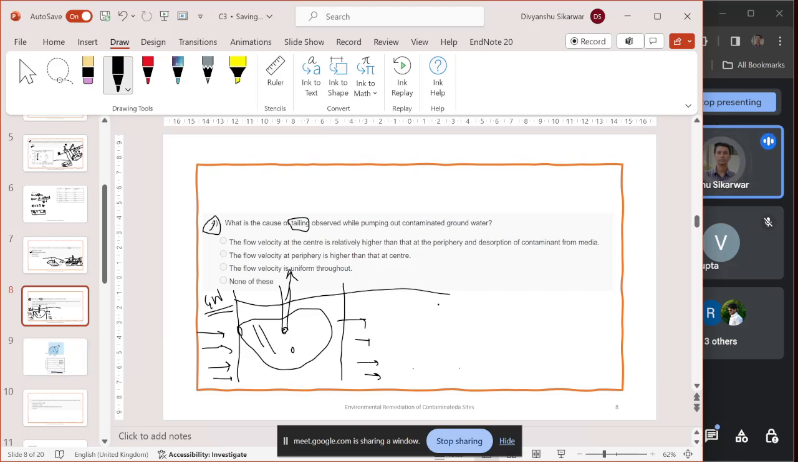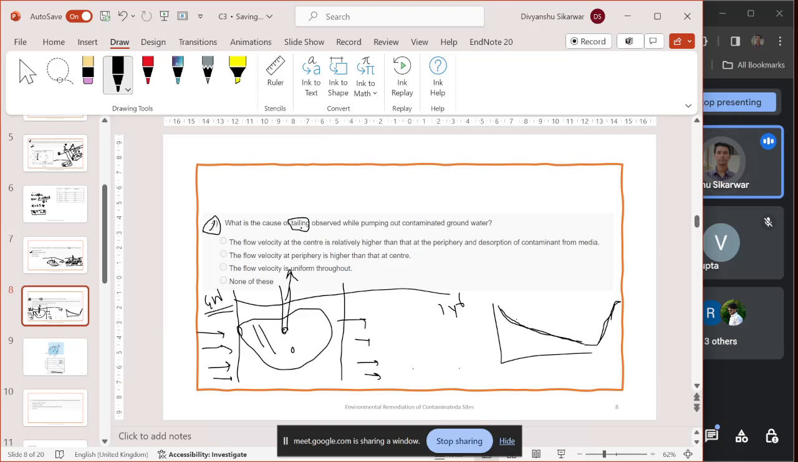Based on those concepts, this question is asking: if we are running this tube well for 1 year, during this time period there will be a reduction in the concentration with time. And if we stop pumping out the water from the contaminated zone, after some time there will again be an increase in the concentration. So this is the tailing effect.